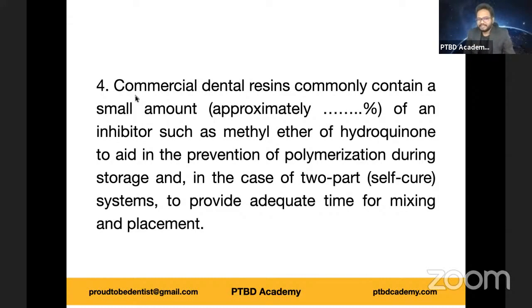So commercial dental resins commonly contain a small amount, a negligible part, of an inhibitor such as methyl ether of hydroquinone. You can consider this point very important. Even though I don't stress upon the value, at least what type of inhibitor is added to prevent polymerization, consider this very, very important.